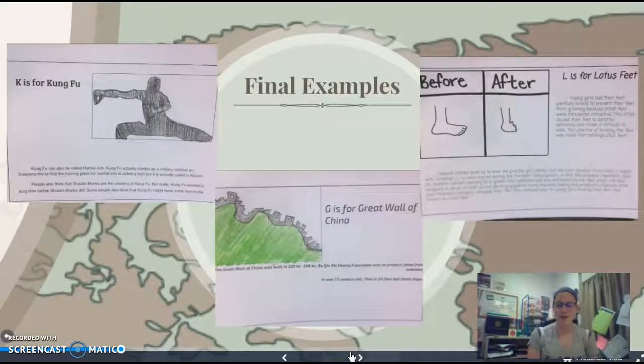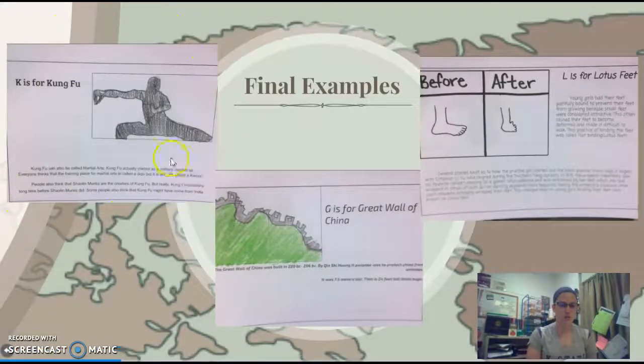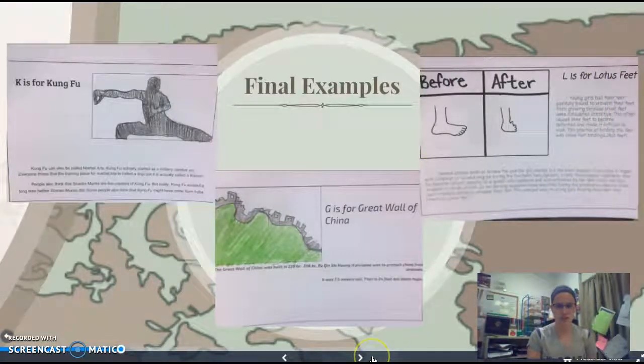These are a few of the final examples that I had. This student here met the requirement of having 2 paragraphs along with a picture and really explained what Kung Fu was. This student did minimal work, and then this student really went above and beyond with their pictures as well as with their explanation of the pictures.